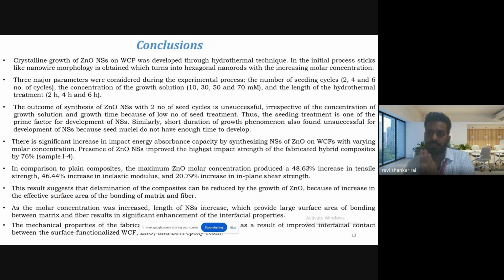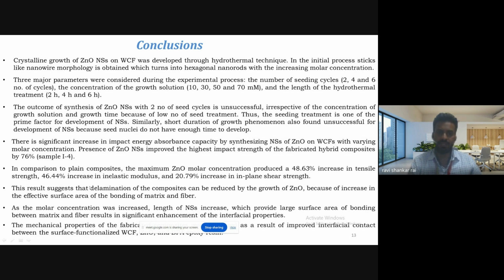So we achieved the highest amount of nanostructure with 6 cycles, 6 hours of growth treatment, and 70 millimolar concentration. It was found that there was a significant increase in impact energy absorption capacity by synthesizing gadolinium nanostructure on woven carbon fibers with varying molar concentration, and we achieved a 76% increment in impact strength in comparison to the plain carbon fiber composite.